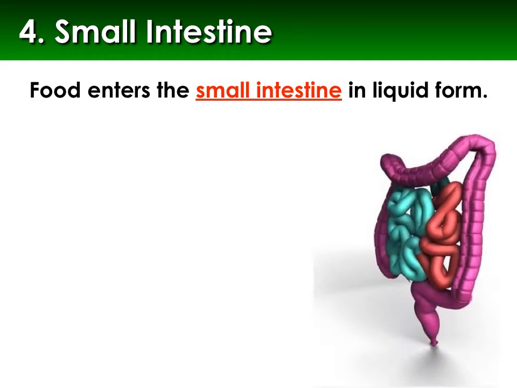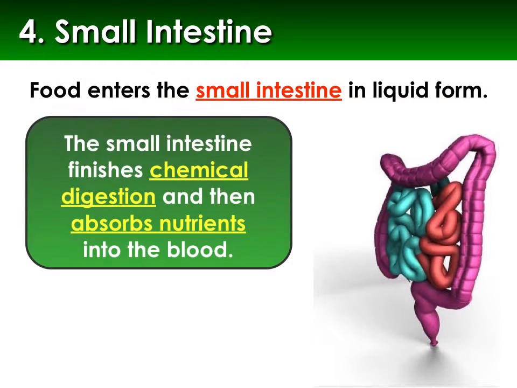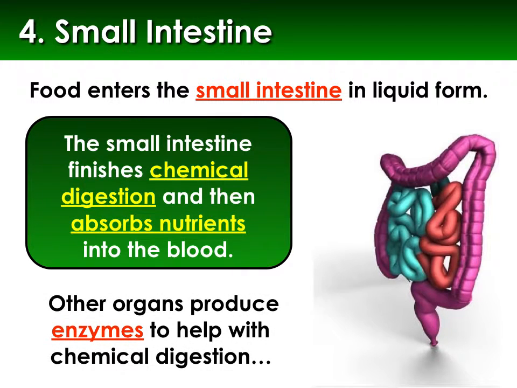Food will then enter the small intestine in liquid form. The small intestine finishes chemical digestion and then absorbs the nutrients into the blood. Other organs will help produce enzymes that help with the chemical digestion.